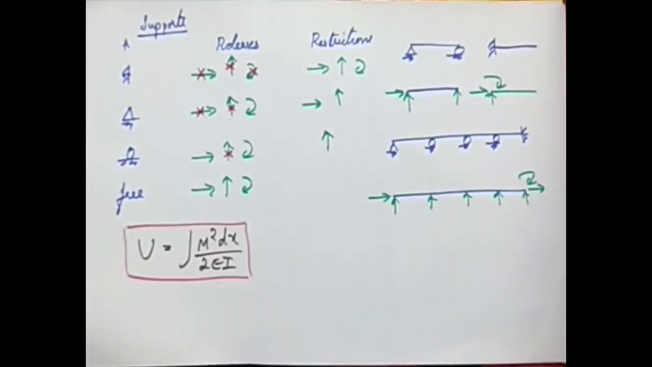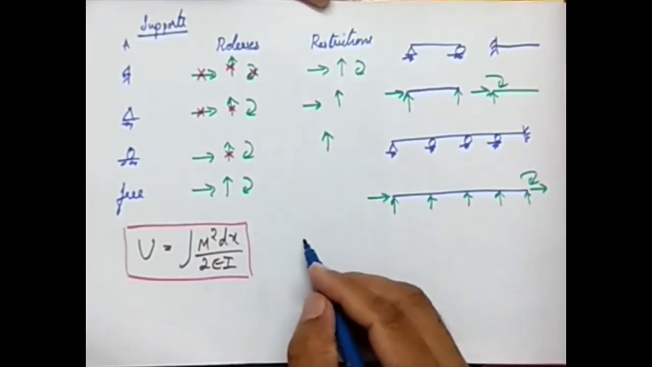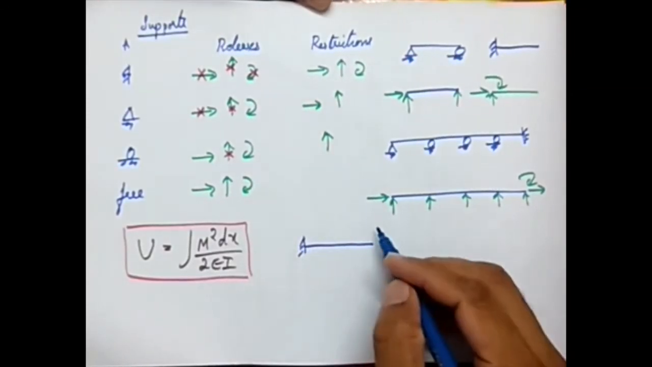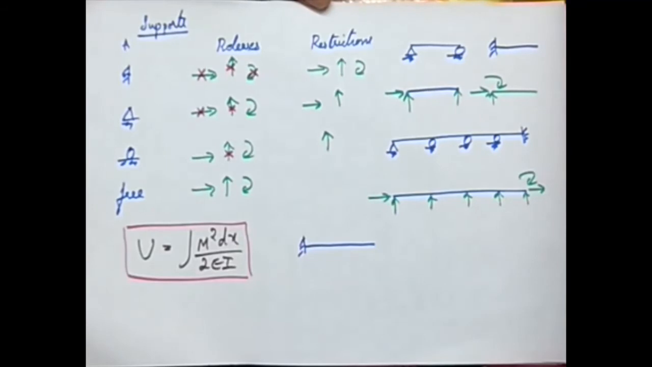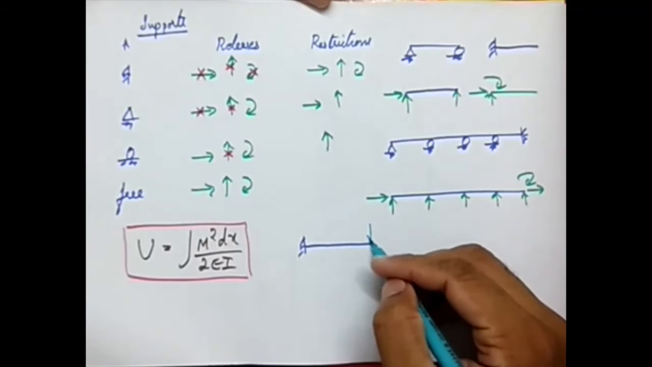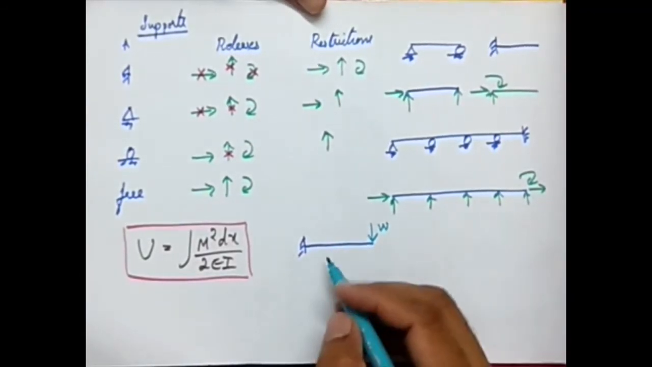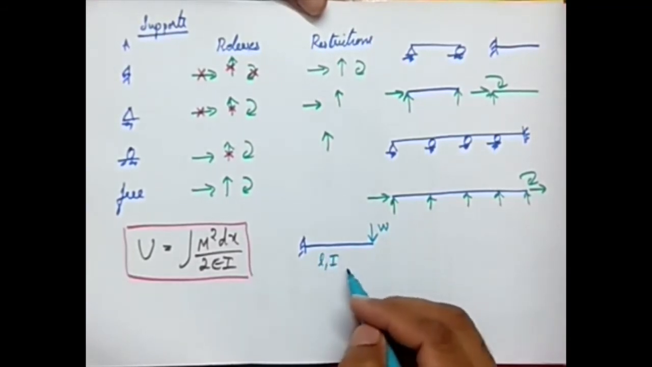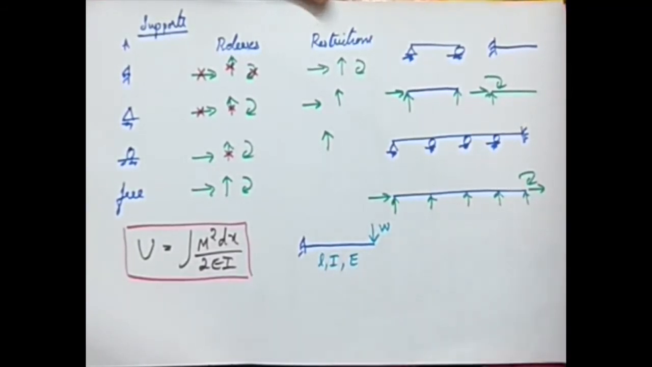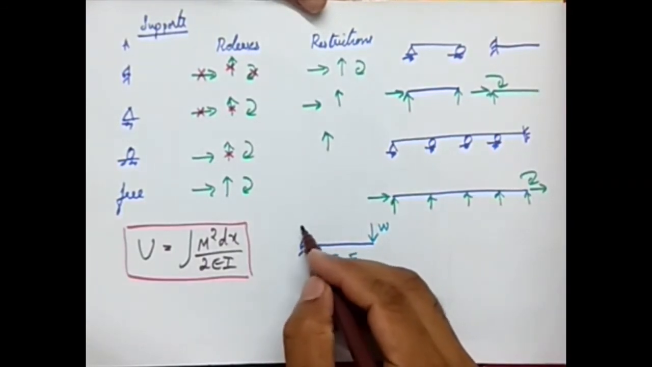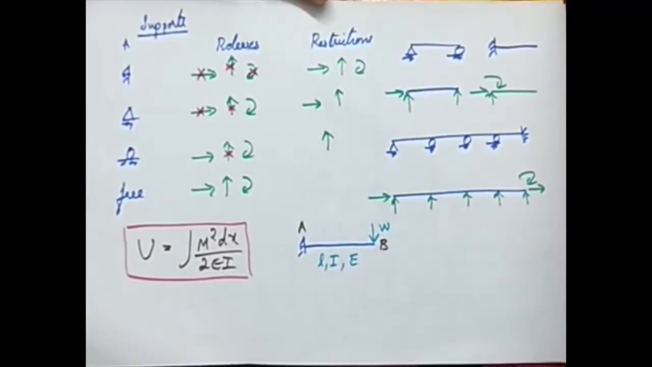So we are going to consider a simple case. Okay, a simple case, which means the most simple case is a cantilever beam. Okay, a cantilever beam subjected to, say, a point load W at the free end, and let the physical properties of this beam be L and I, and the material property be E. Okay, so these are the different parameters, and let's name this beam as beam AB.